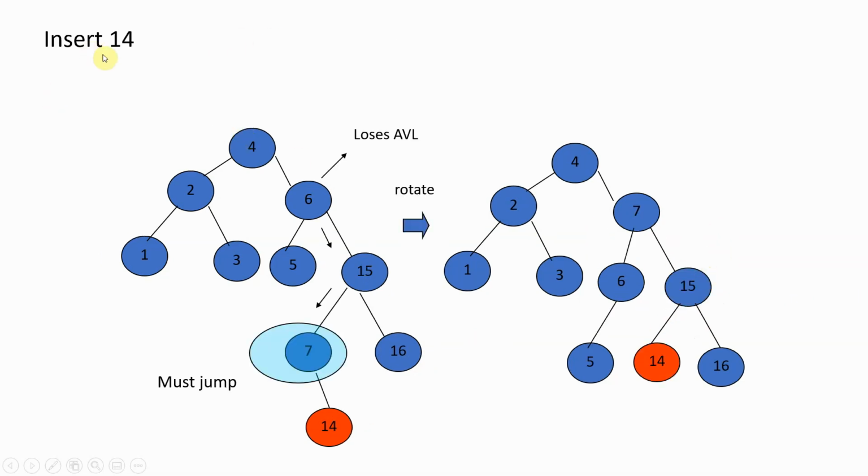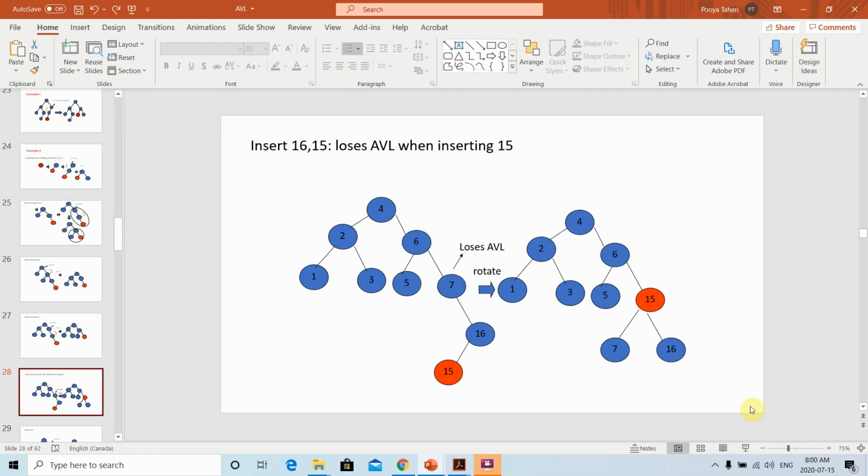Let's insert 14, okay? Or actually, let's just go back to this one. There is a shortcut if you want to do an RL case or LR case. You remember that any rotation is changing the child-parent relationship, right? So we found the node that lost its AVL property, right? We know that we have to do rotation for these three nodes, right? The pivot and the next two nodes towards the newly inserted node, which here is 15, right?